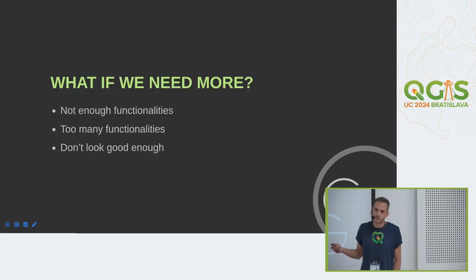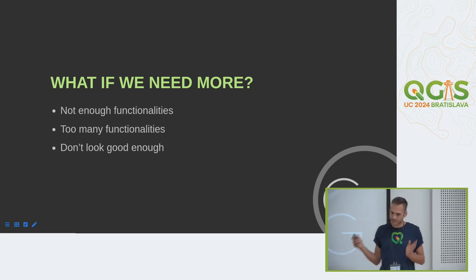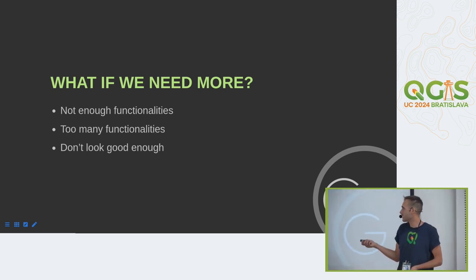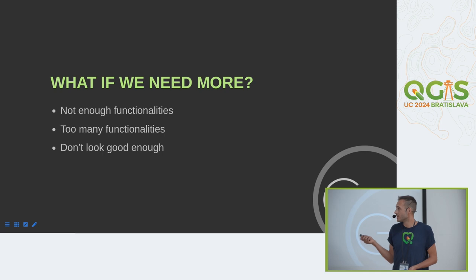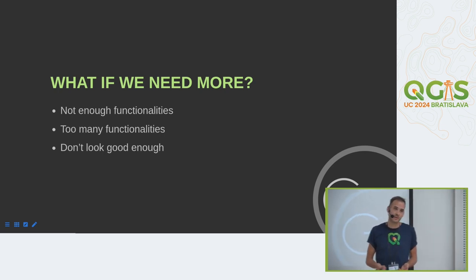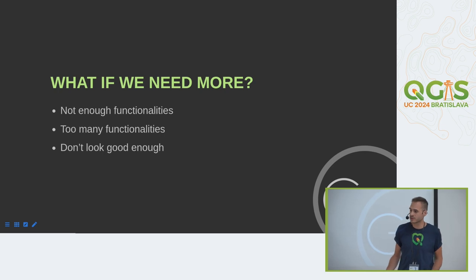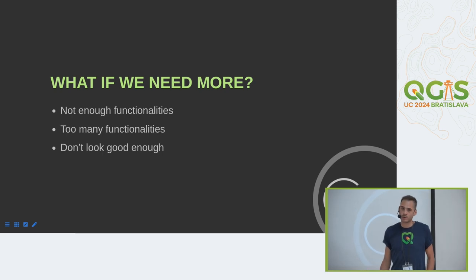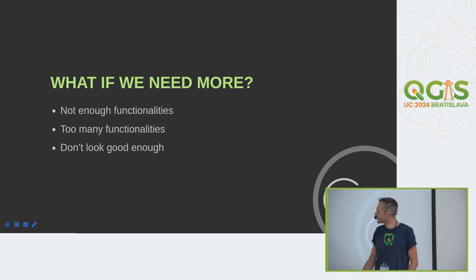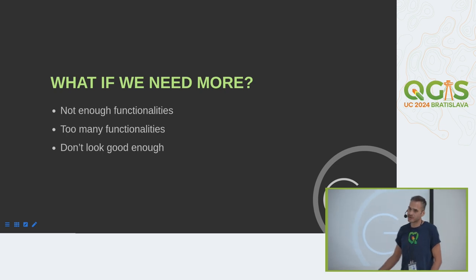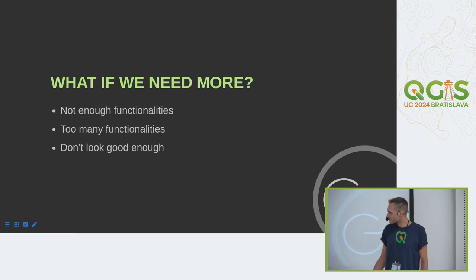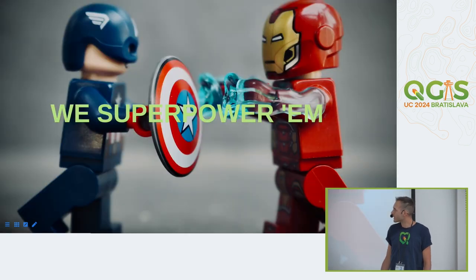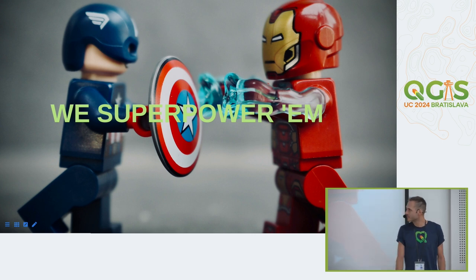But what if we need more? What if we have a specific use case where we do not have enough functionality in a widget, or if we have, even worse, too many functionalities? If widgets are overloaded with options and the users are confused, then you would like to have a simpler widget. And the third thing, maybe it doesn't look like you wish that it looks. So what can we do? We can superpower the widgets.